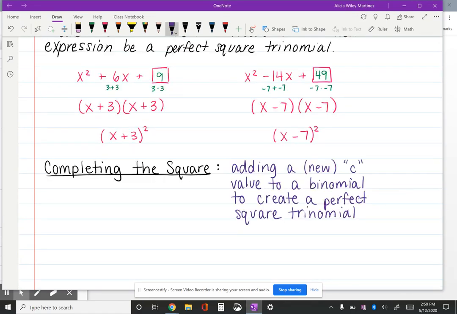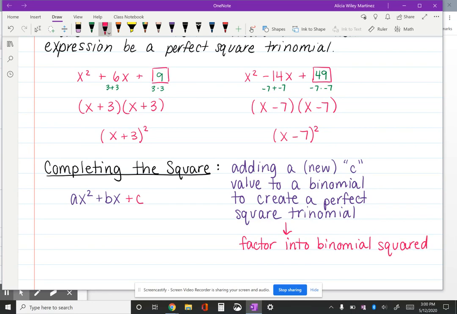So the idea of completing the square is this idea of adding a c value to a binomial or an expression that is 2 terms to create a perfect square trinomial. Okay, so we're taking something that is in the form of like ax squared plus bx, and what we're doing with that is we're adding a c value to it so that whenever we factor it, it will factor into a binomial squared. Okay, so that's the idea here.